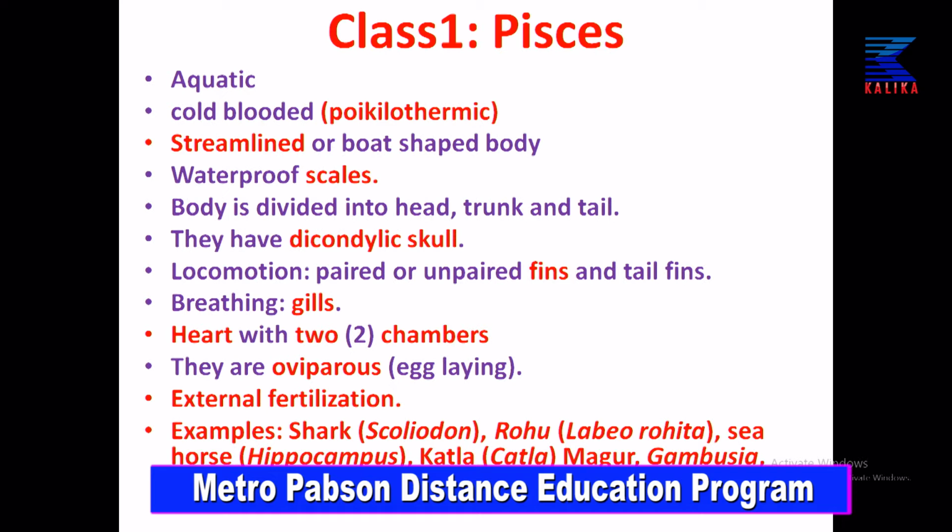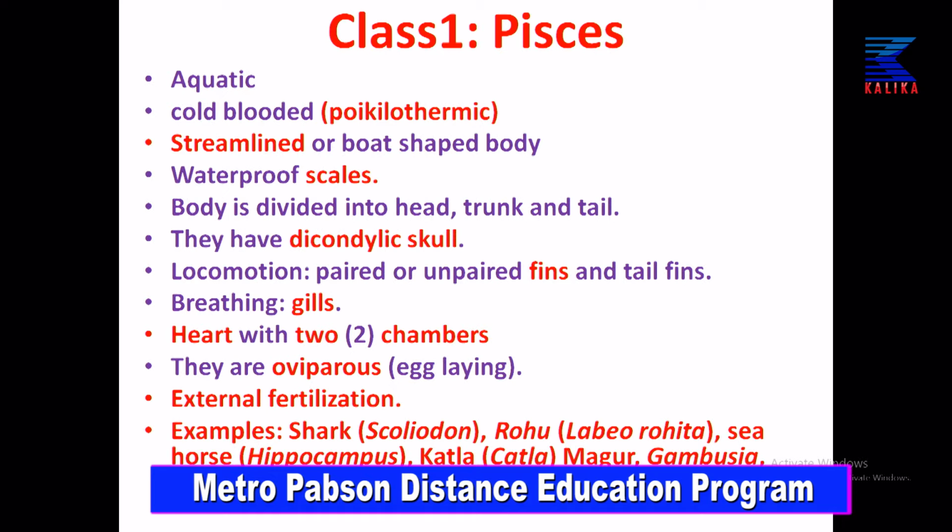So one of the points there, they have dicondylic skull. The skull, the head contains a skull. Dicondylic means the skull is connected to the first vertebra, the first backbone, with the 2 condyles. 2 condyles means 2 connecting points. Okay, that's the meaning of dicondylic skull. Skull is joined with the vertebra, the backbone, with the two condyles. Condyles means the connecting point.